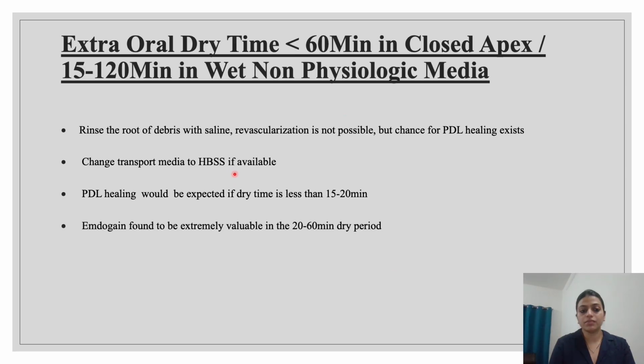This is considered to be the most preferable medium. Periodontal ligament healing would be expected if the dry time is less than or equal to 20 minutes. Emdogain is a material which is found to be very valuable in this dry period.